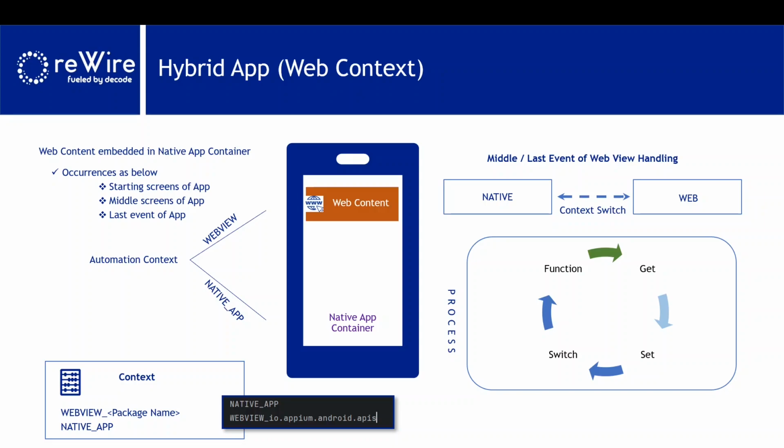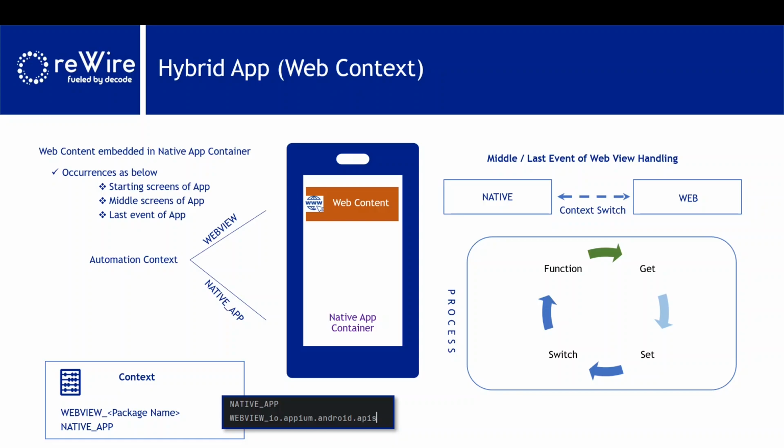Okay, so here I have shown what the switches are. It has only two switches, native app and web view. You have this certain flow. You always need to switch, remember that. Hey, I need to switch between these two, and then you need to understand what the process is: get, set, switch, and function. This cycle you need to understand, so that you can easily alter your method according to your business flow.